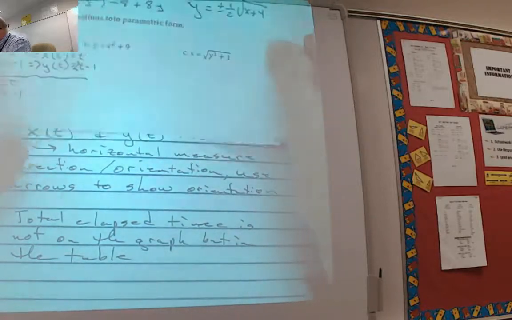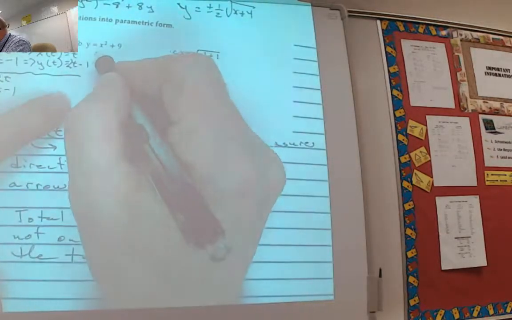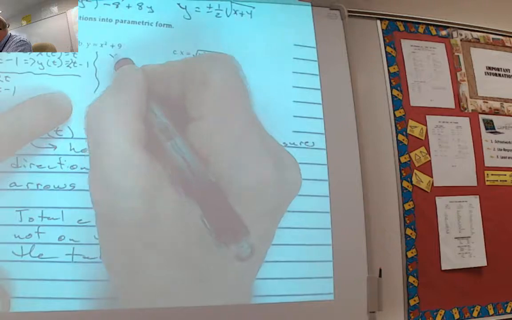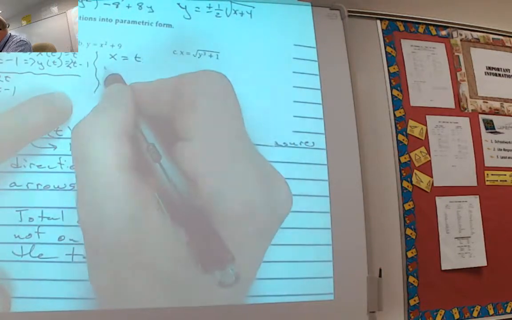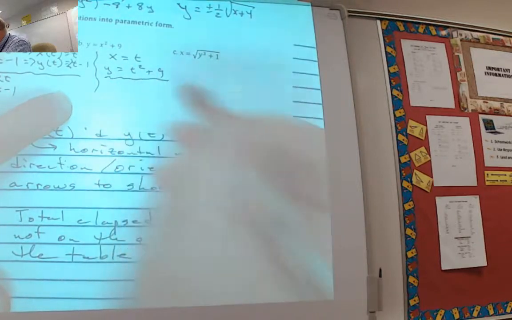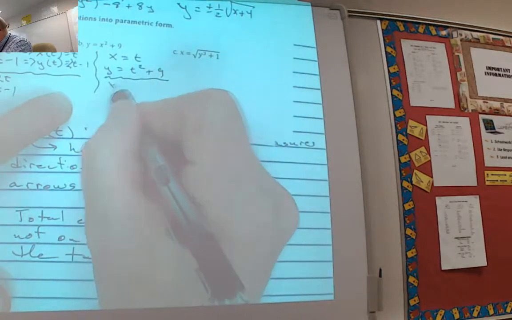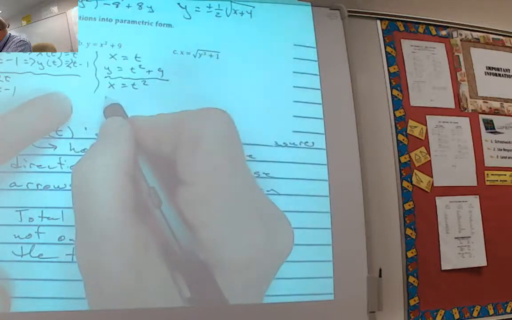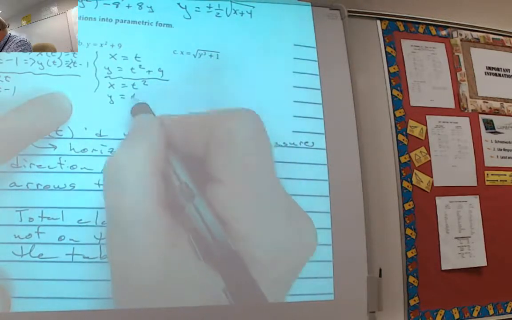Then over here, I could do the same type of thing. I could say x equals t, and then y is going to equal t squared plus 9. That gives me one set. Or I could say x equals t squared, and then y would equal t plus 9.